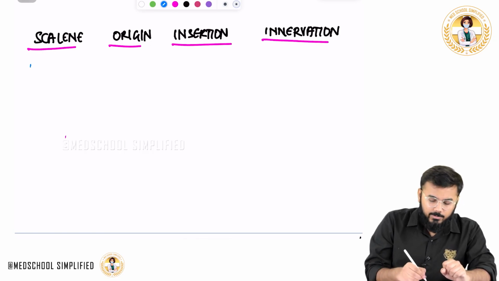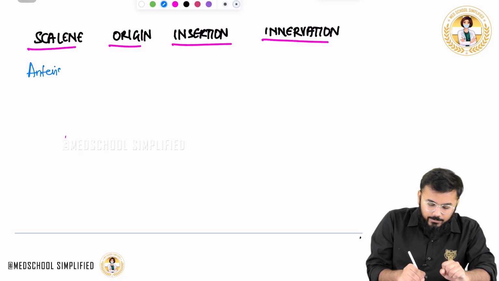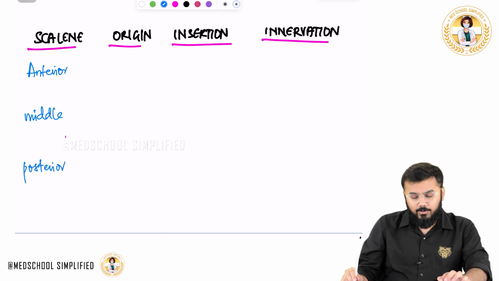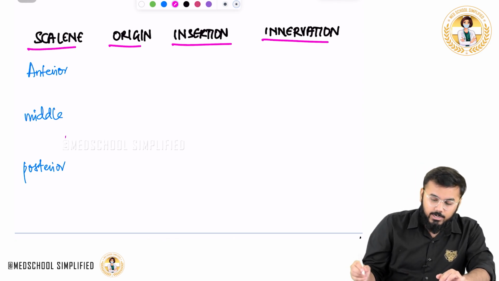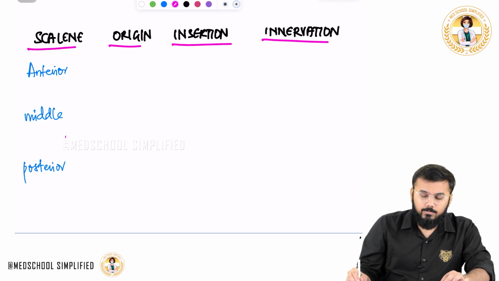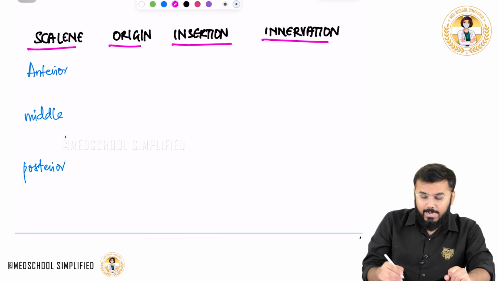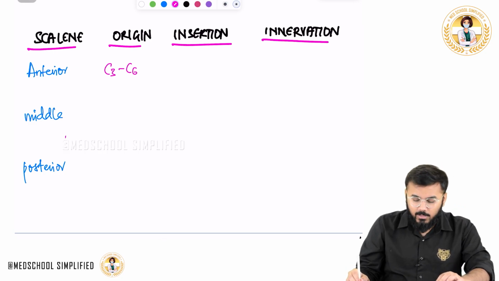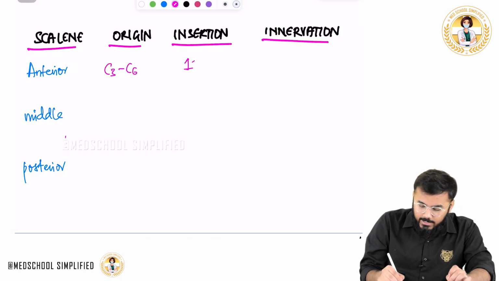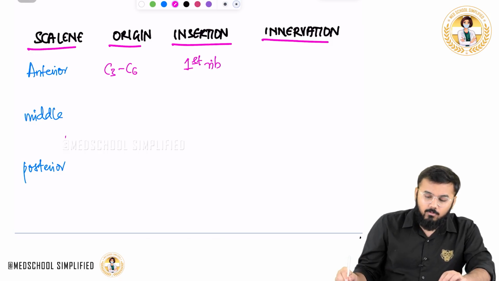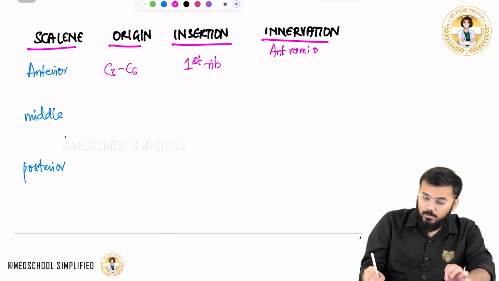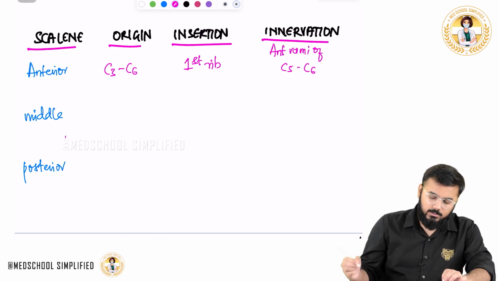The first scalene which we shall be discussing is the anterior scalene. Next is the middle scalene, and the third is the posterior scalene. Now, from where does the anterior scalene originate? It originates from the transverse processes of C3 to C6. It is inserted to the first rib. And the innervation is the anterior rami of C5 to C6.